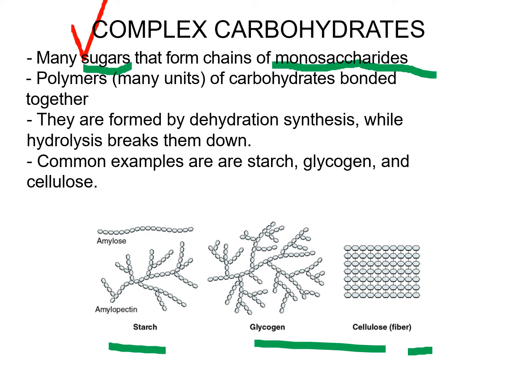And notice how they're formed and how they're broken down. We form them by an anabolic reaction called dehydration synthesis, and we break them down with decomposition or a catabolic reaction called hydrolysis. That's what we just covered. And then the common examples are starch, glycogen, and cellulose. So real quick, let's talk about these 3 types of complex carbs.